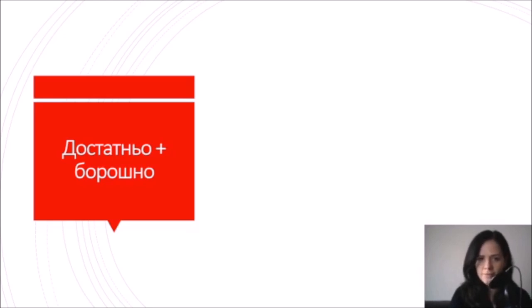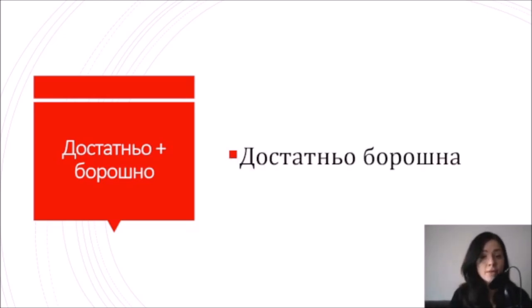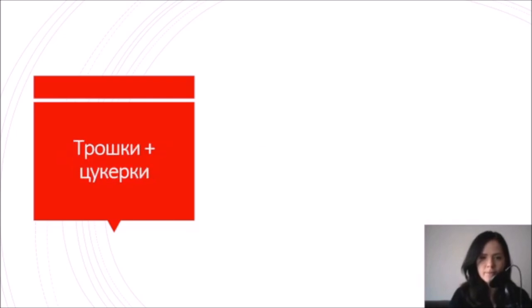Next. Достатньо, борошно. Достатньо means enough. And борошно means flour. So let's imagine you are baking something. And you have enough of flour for that recipe. Right? Достатньо борошно. In genitive case will be: достатньо борошна.